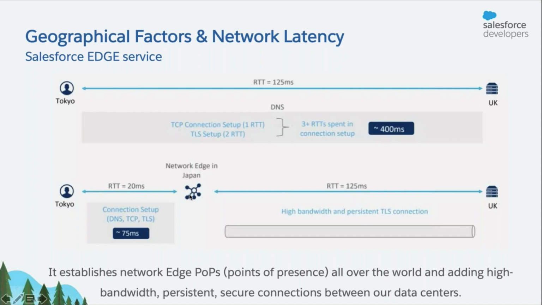And these network edges are also connected to our data centers via a highly secure, high bandwidth, and persistent TLS connection. What it means is there is a persistent connection between both of these always. So not every request will try to establish a TLS connection by making that 125 millisecond round trip. Overall, because of these edge points of presence, we are trying to reduce the network latency that you have to connect with our data centers.